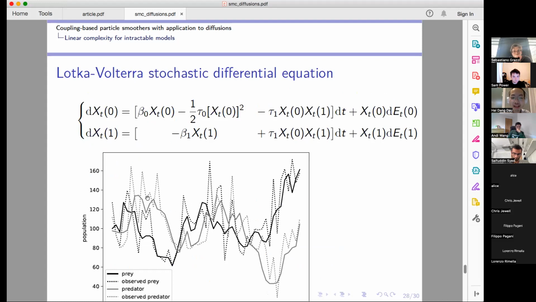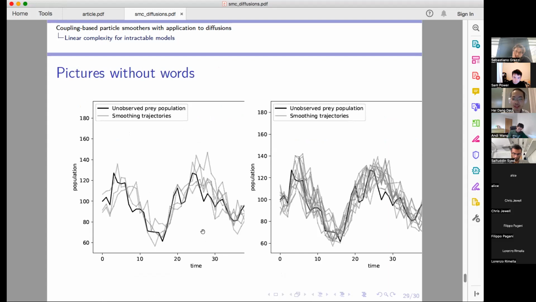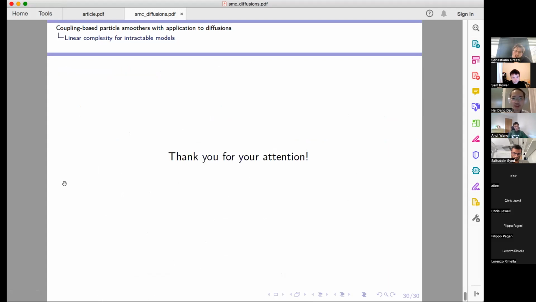So let's come to my last slide, which shows how it works in practice. We try to work with a non-Gaussian stochastic differential equation. Here are the equations, and here is a plot of the hidden state and the observed variables. In this case, you can see that our smoothing algorithm works very well, whereas the general smoothing algorithm has a lot of degeneracy at time 0. Thank you for your attention.